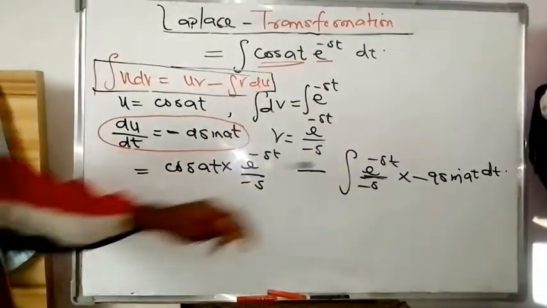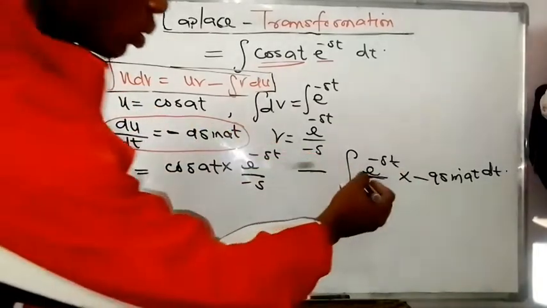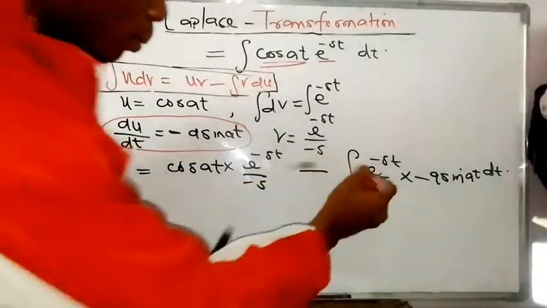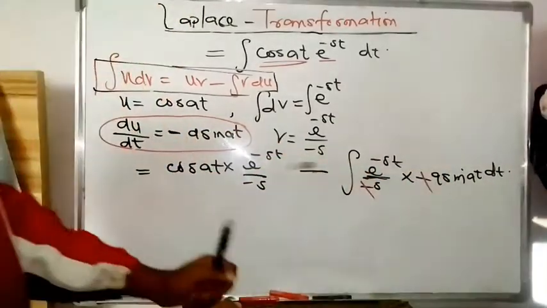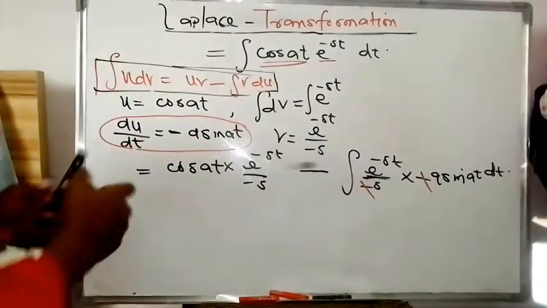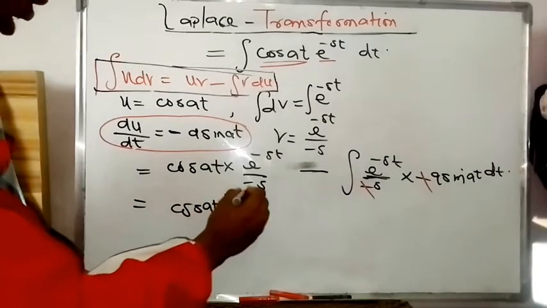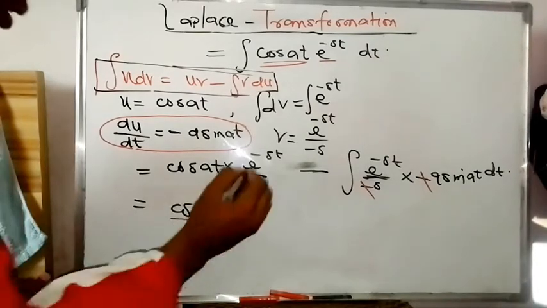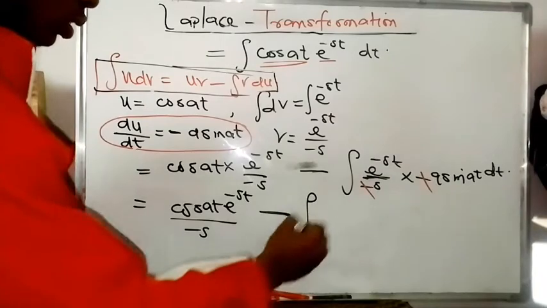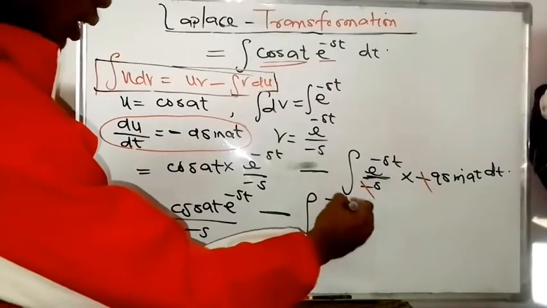So now, since minus will cancel minus, we'll be having cos at exponential minus st divided by minus s, minus the integral of exponential minus st.